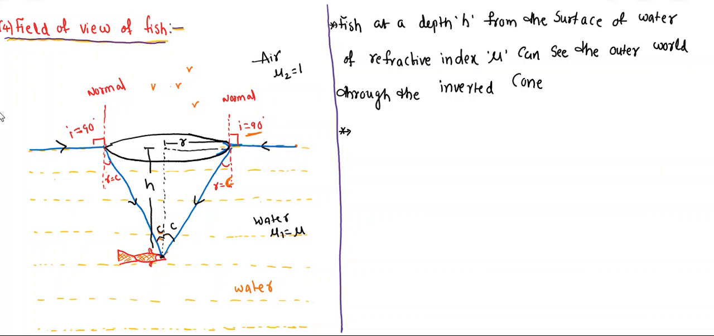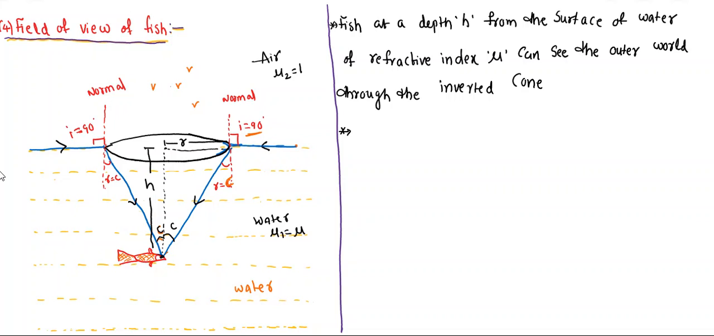Similarly on the left side also, the light ray is incident parallel to the surface of water. If we draw a normal to the surface of water, the angle of incidence will be 90 degrees, and again the angle of refraction is the critical angle C. These two blue lines on both sides reach the eye of the fish, and then it can see the outside world through a certain area that appears like a cone.